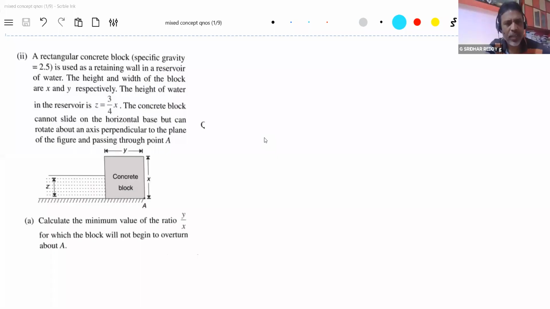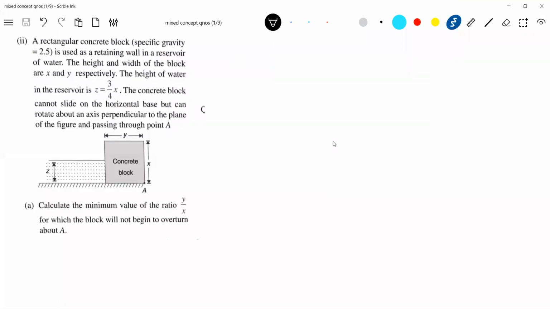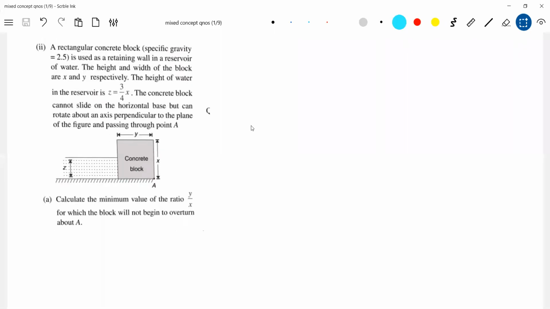First let me discuss some two general problems, then I'll go for the assignment questions. Read the question. Just a concept of toppling. I wanted to introduce some fluid toppling idea. There's a concrete block. It can rotate about an axis passing through point A perpendicular to the plane. On the other side, the left-hand side, we have a liquid. Read the question, at least you'll get an idea.